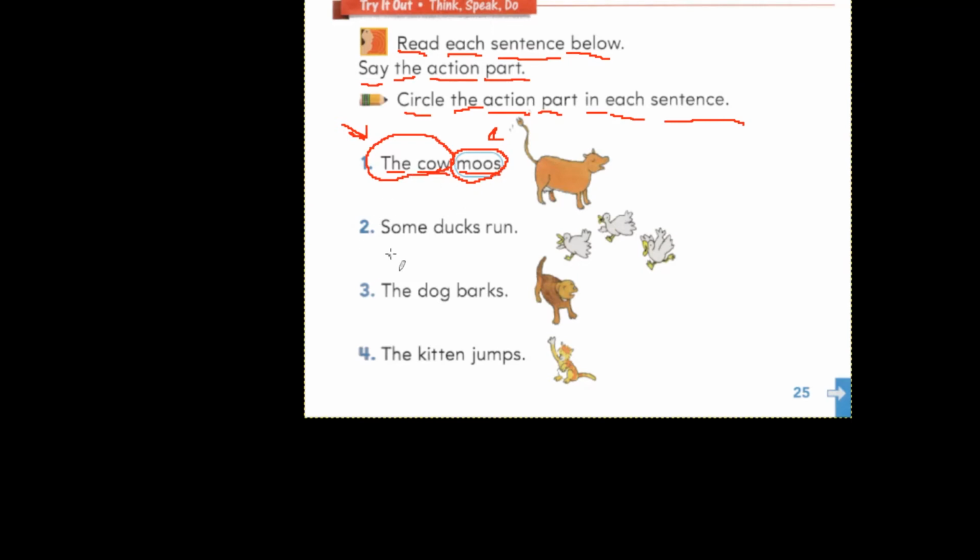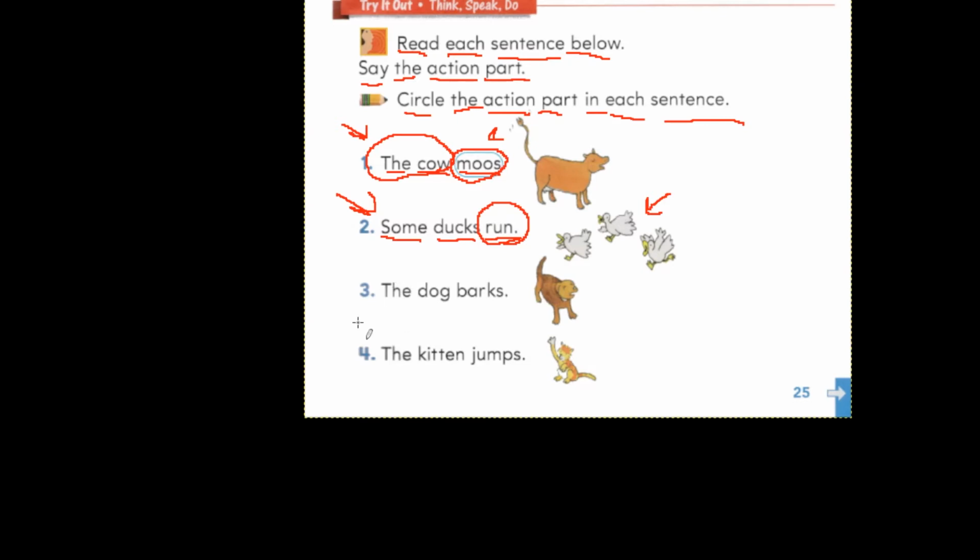Okay? So let's look here at number 2. Some ducks run. Well, we know some ducks is our subject. That's our naming part. And what are they doing? Well, look, they're running. So that's what we're going to circle. Some ducks run. Very good.